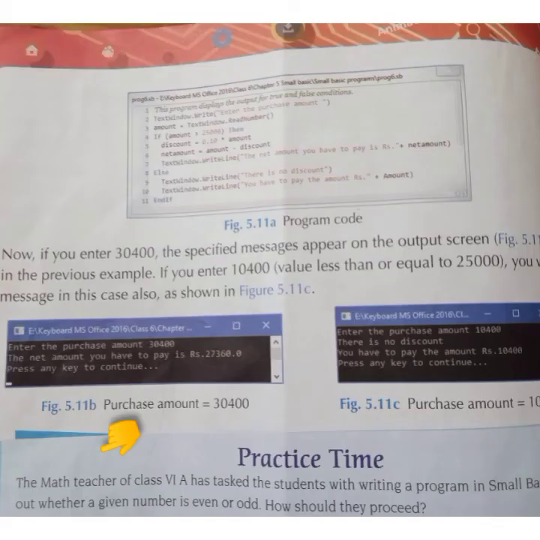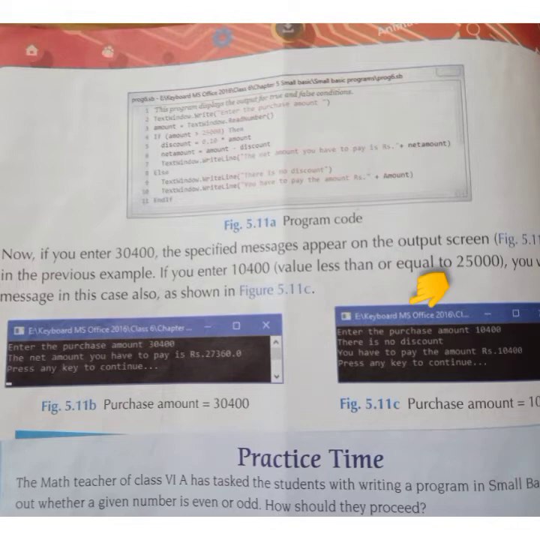So look at the first figure 5.11b, enter the purchase amount is 30,400. I am entering 30,400, which is greater than 25,000, so it calculates the net amount value, then it displays. Okay, so look at figure 5.11c here. Enter the purchase amount is 10,400. I entered that. 10,400 doesn't satisfy that condition. That amount is less than 25,000, so it doesn't read the fifth, sixth, seventh statements.